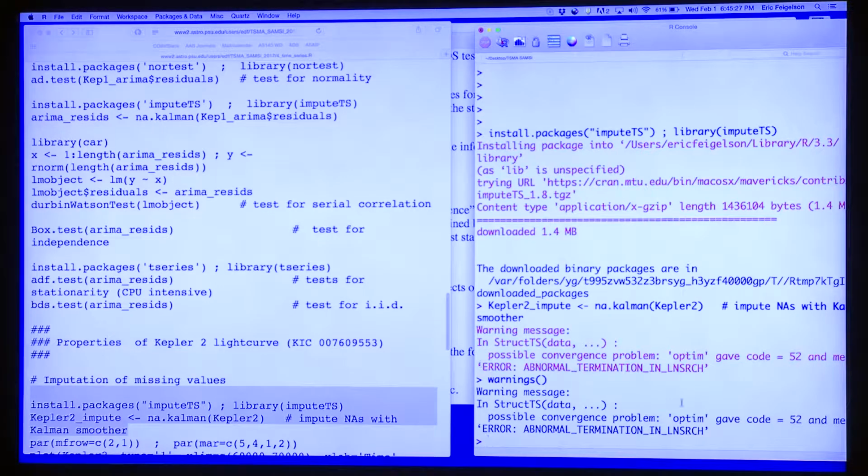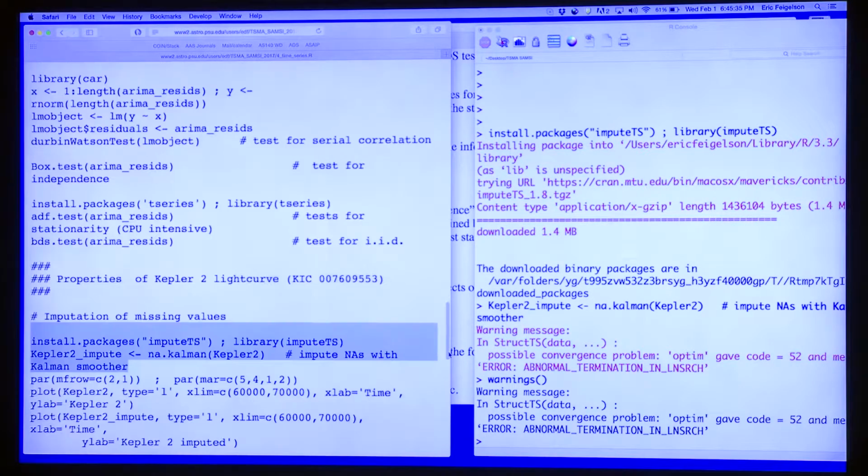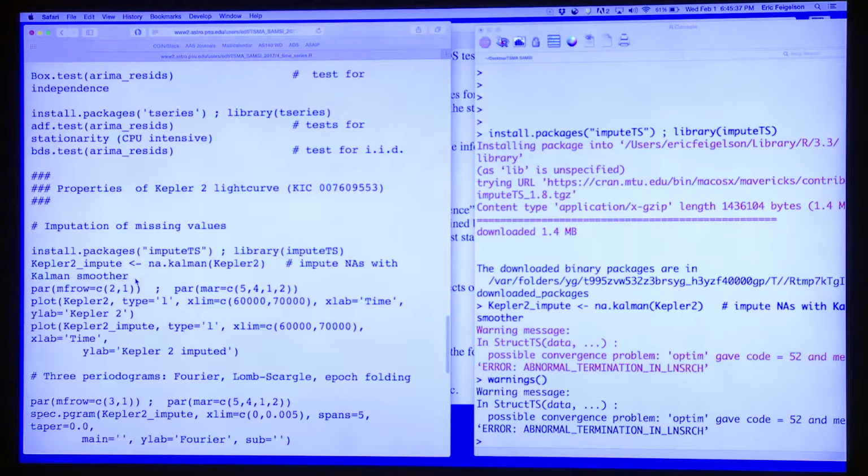So Optim is a numerical optimizer. The default is a simplex for nonlinear functions. It finds the maximum of nonlinear functions. And so it didn't converge well. So abnormal termination in some subroutine because it's a convergence problem. Okay. So I ran this.